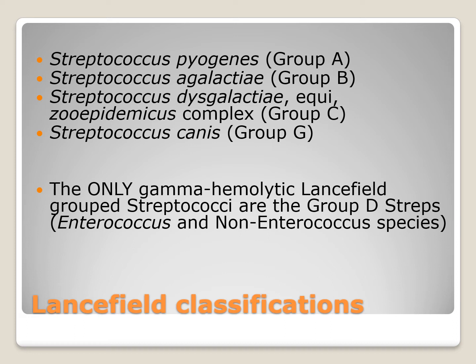The only ones that you need to know both the scientific name and the Lancefield name are the first two. Streptococcus pyogenes is also known as group A strep, and Streptococcus agalactiae is also known as group B strep. The only gamma hemolytic Lancefield Streptococcus that can be grouped, that is not beta hemolytic, is the group D streps. That's going to be your Enterococcus. But typically we don't group anything that isn't a beta.